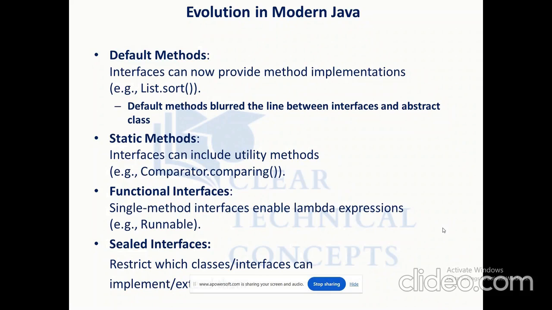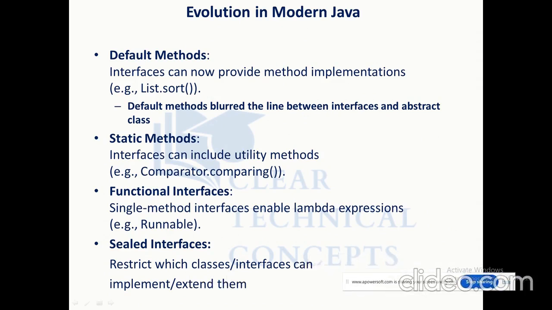Post Java 17, sealed interfaces were introduced to restrict which classes or interfaces can implement or extend them. This controlled inheritance and enforced stricter domain modeling. Security-wise, they also prevent unauthorized implementations.